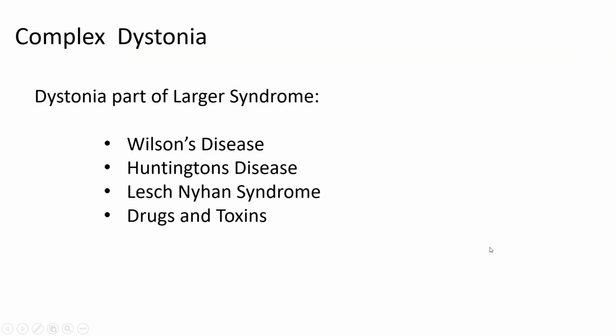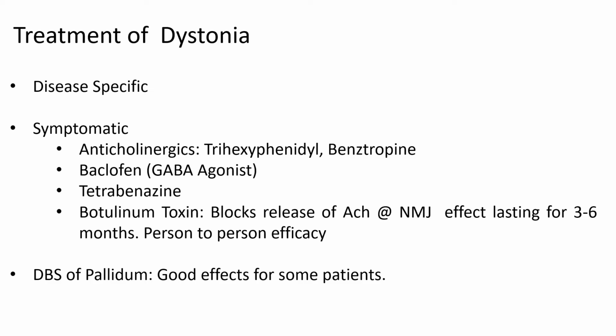Okay. So coming next is complex dystonia, when the dystonia is actually a part of a larger syndrome. For example, Wilson's disease, Huntington's disease, Lesch-Nyhan syndrome, and drugs and toxins. Dystonia is basically a part of a larger syndrome known as complex dystonia. The treatment of dystonia is actually disease specific.